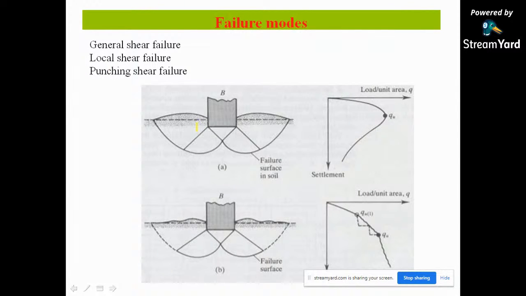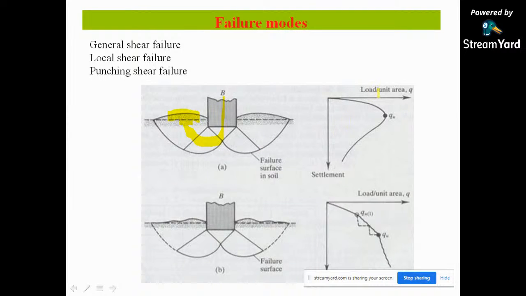So first is your general shear failure. This is your column. Here your footing is there. When you have such a footing failure, it will try to bulge out. Means this column will have the load like this, and this will transfer the load in this direction, and it will try to bulge out. This is your ground level, and the soil will try to move upward, and this is your bulging of the soil. This bulging of the soil means heave in the upward direction. So this has to be stopped. If this happens, this type of failure is known as your general shear failure.